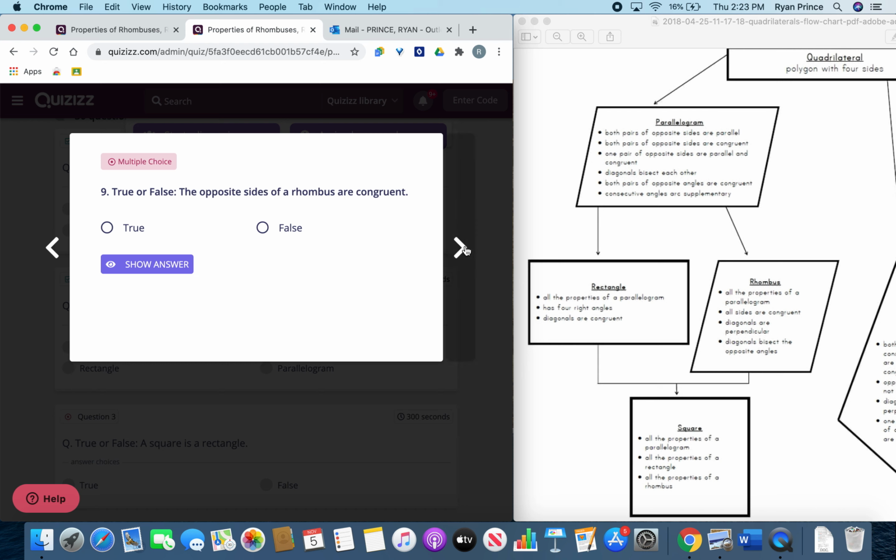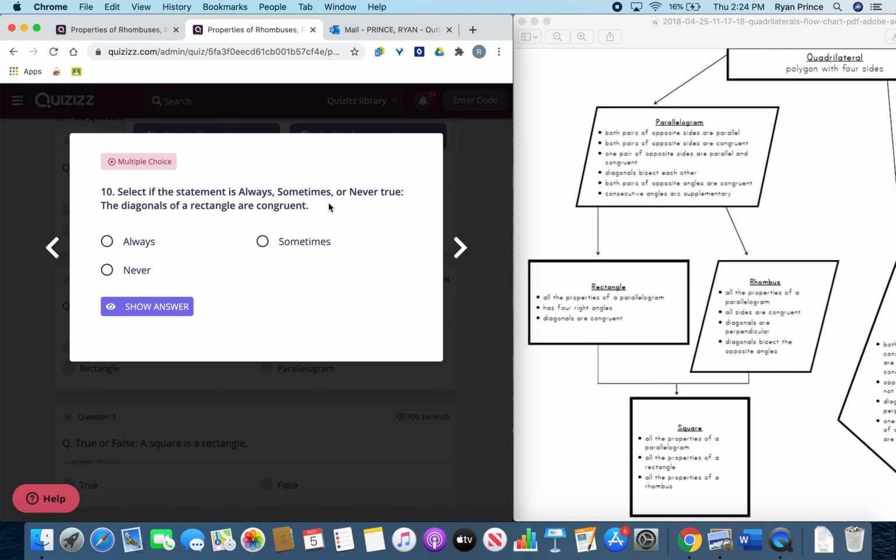The opposite sides of a rhombus are congruent. Well, that's going to be true because all sides are congruent. So if all sides of a rhombus are congruent, then opposite sides would be congruent as well. Even more so, opposite sides of parallelograms are always congruent, and a rhombus is a type of parallelogram. So yeah, opposite sides of a rhombus will be congruent.